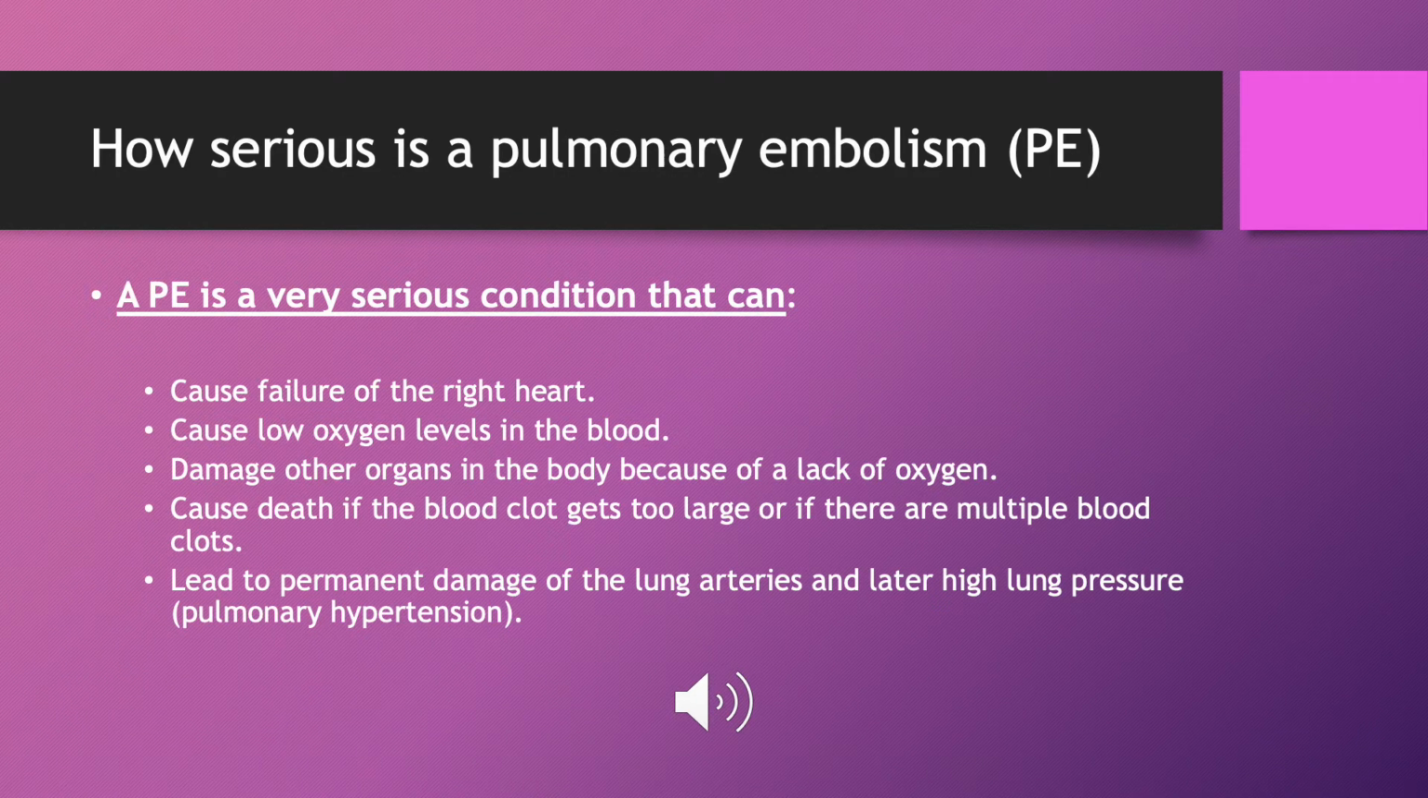Okay, so let's talk about how serious a pulmonary embolism can be. A PE is a very serious condition that can cause failure of the right side of the heart. It can cause low oxygen levels in the blood and damage to organs in the body because of lack of oxygen. It can cause death if the blood clot gets too large or if there are multiple clots. And it can lead to permanent damage of the lung arteries and later high lung pressure, or pulmonary hypertension, which is also a very serious condition.